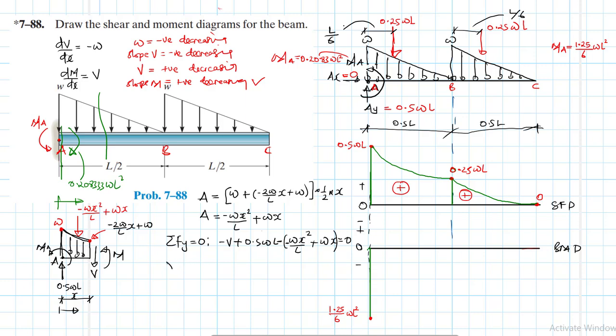Therefore, our V of x is going to be equal to Wx squared over L, then minus Wx, then plus 0.5 WL. So that is finally our equation.